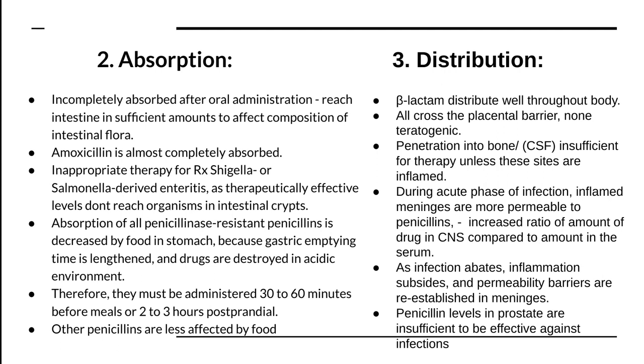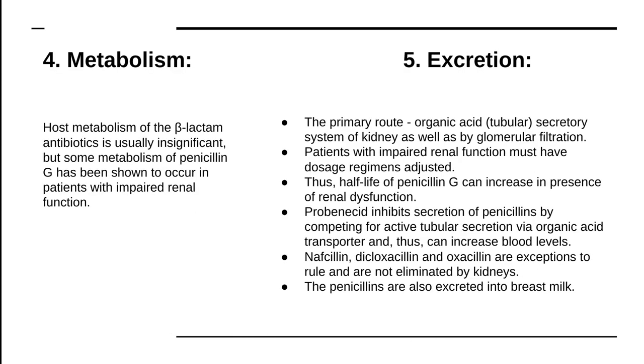You understand? The majority of the drug will get inside the CNS if the meninges are inflamed. Permeability increases. Understood? Yes, sir. Right. So if the inflammation gradually subsides, then again the blood-brain barrier will be established. Penicillin levels in the prostate are insufficient to be effective against the infection, so you cannot use it in prostate cases.